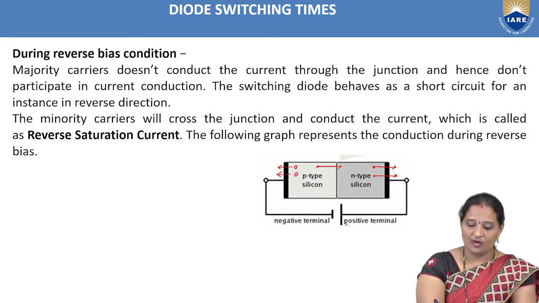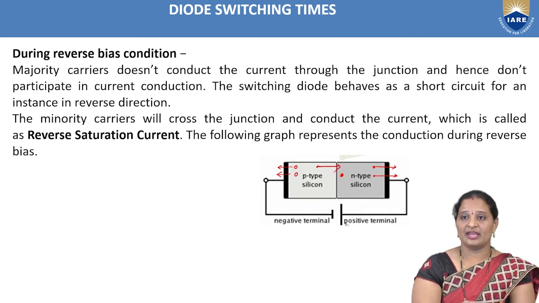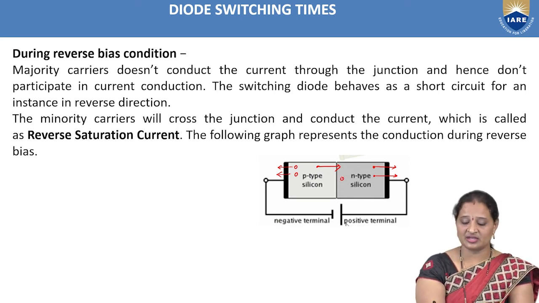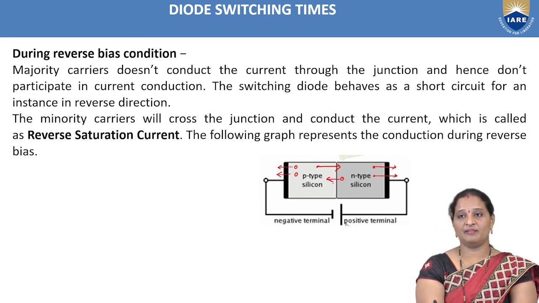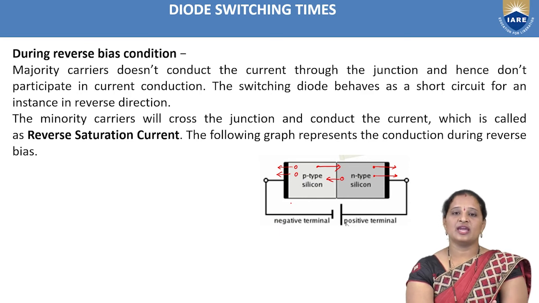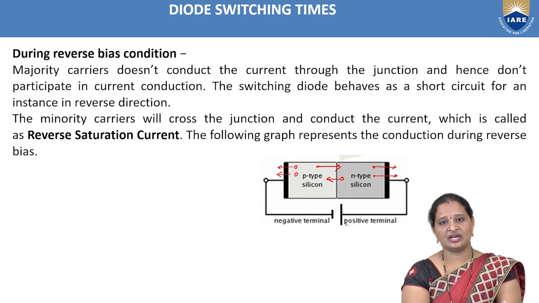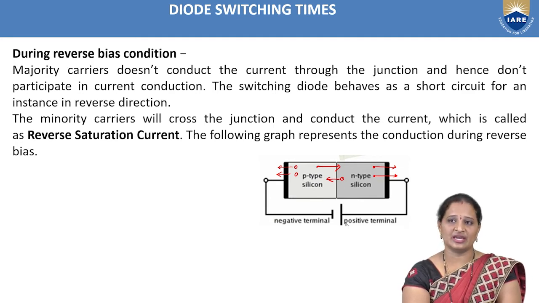And similarly, in n-type, holes are the minority charge carriers, and they will also be attracted by the negative terminal of the battery and they will be crossing the junction. So that means under reverse bias condition, the majority charge carriers do not conduct any current through the junction. Only there is a current flow through the junction due to the minority charge carriers. And that current, as you all know, is known as reverse saturation current, or else leakage current.